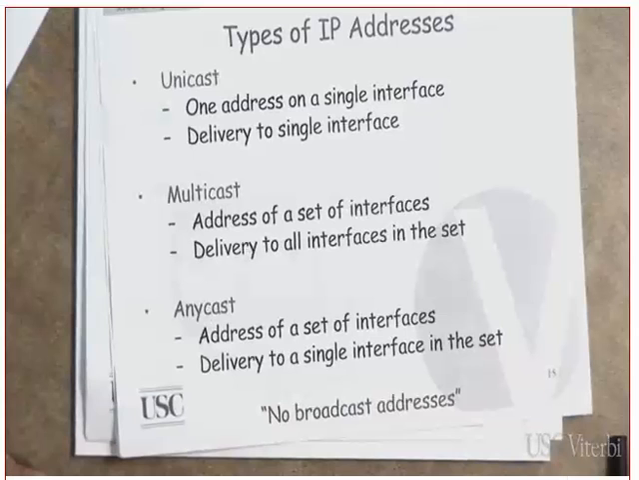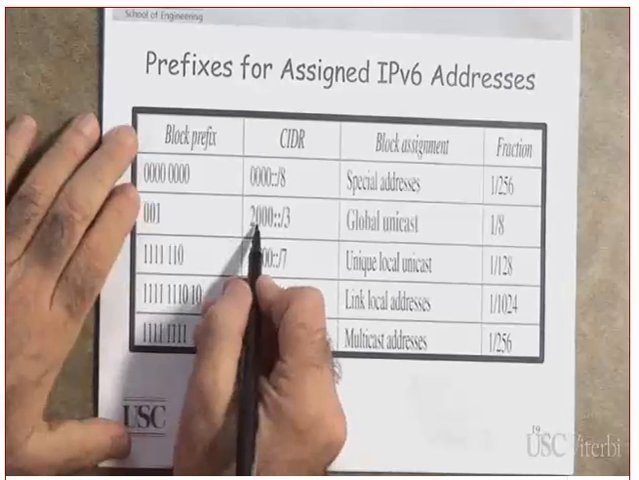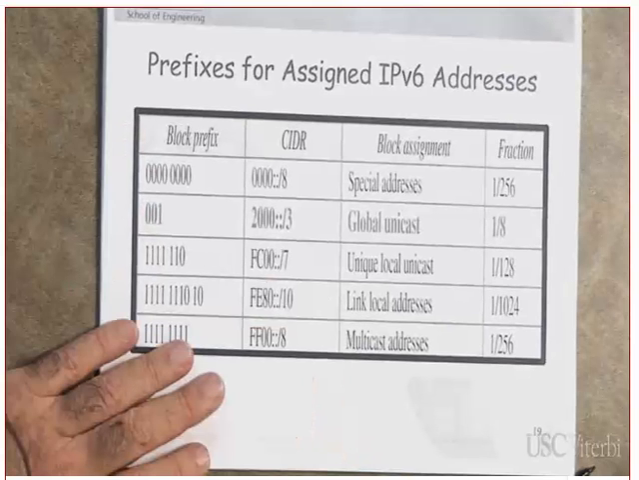Also, it has 2 different addresses. All of these are referred to as the special addresses in here. The special addresses are global unicast. IP version 6 also has 2 types of addressing. It's called unique local unicast and link local unicast, or link local address, in addition to the multicast address.